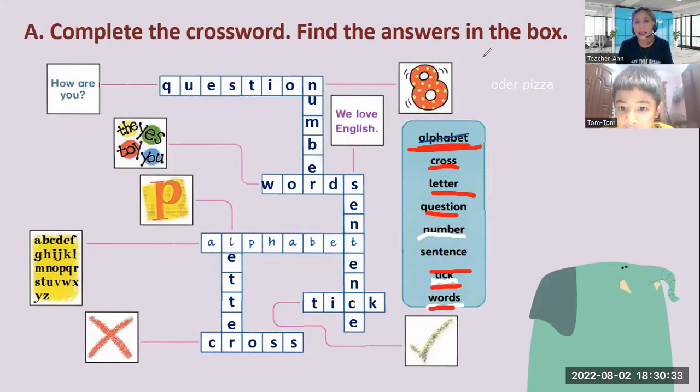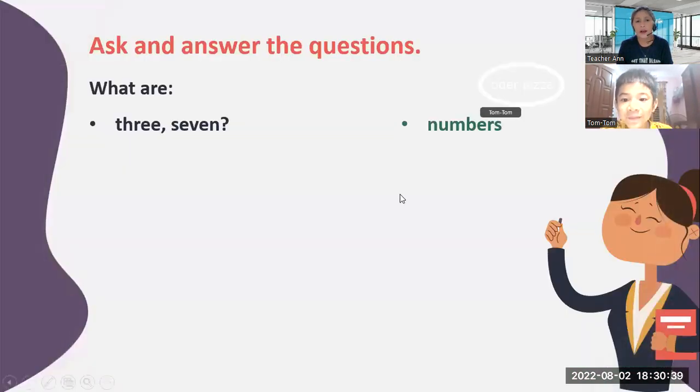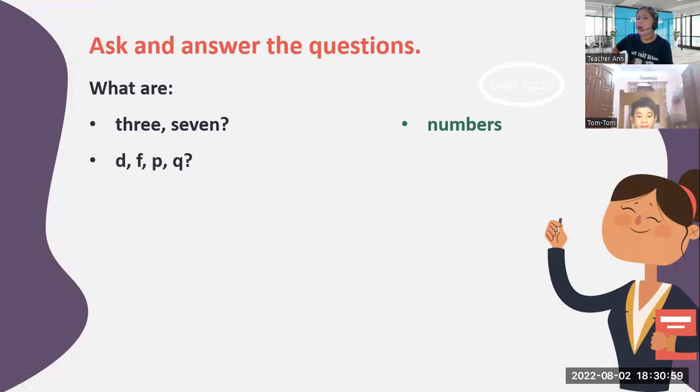Okay, let's move to the next. Thank you, Tommy boy. Now, ask and answer the question. 3 and 7, they are numbers. Listen, they are numbers. How about P, F, P, and Q? What are they? Letter. Can you write the spelling of letter? Can you write it here? Can you write, Tom Tom?